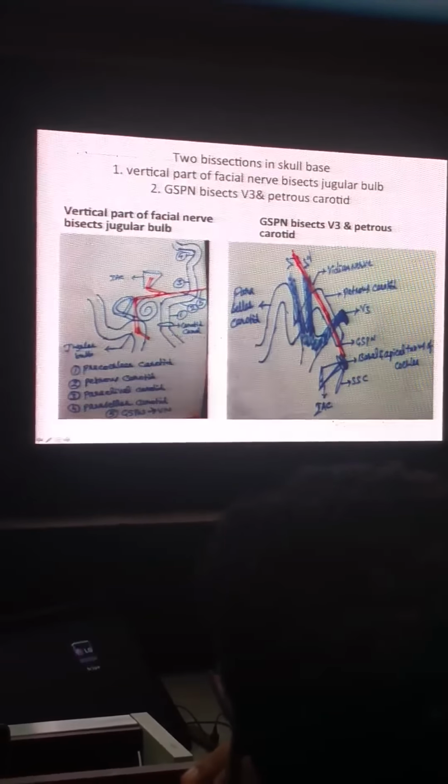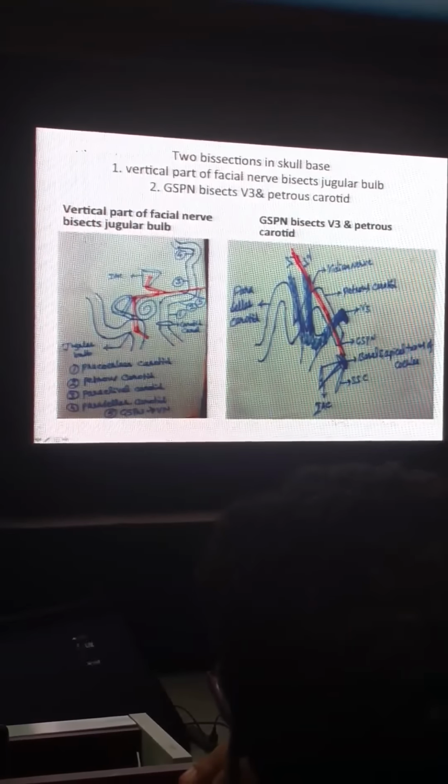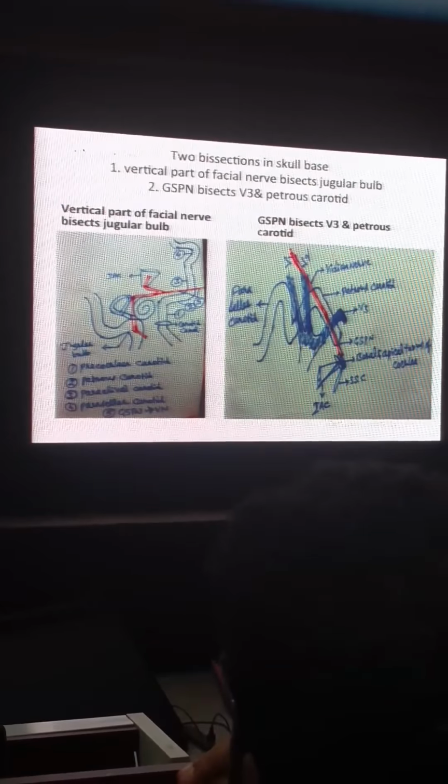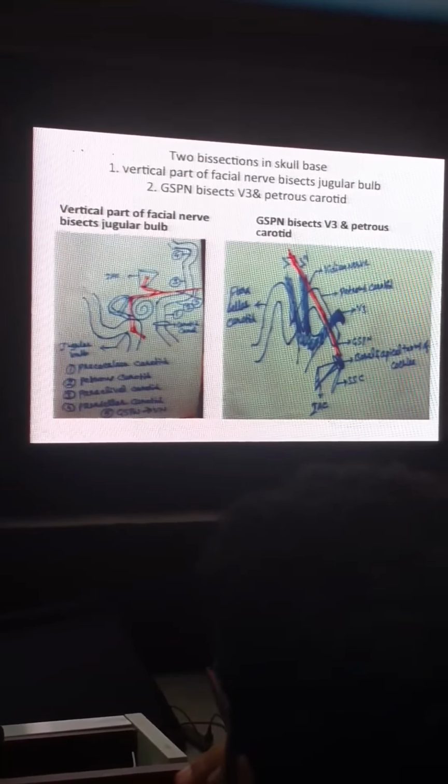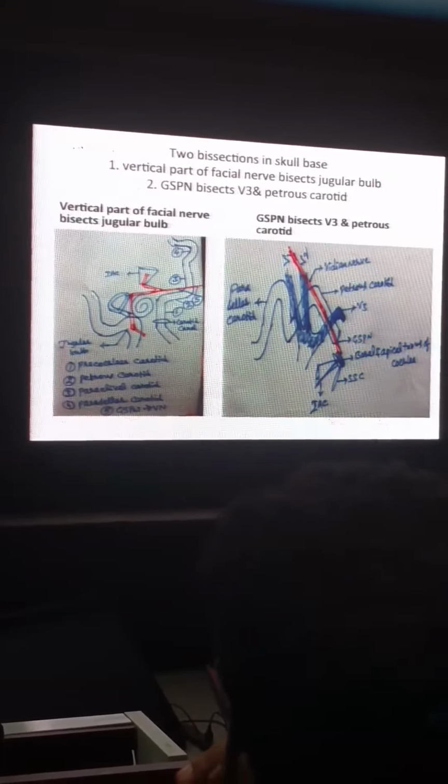And in the first diagram, the vertical part of the facial nerve bisects the jugular bulb. This is again a very important point in our glomus surgery. So only 2 bisections in the whole skull base.